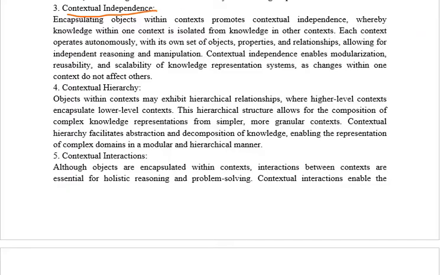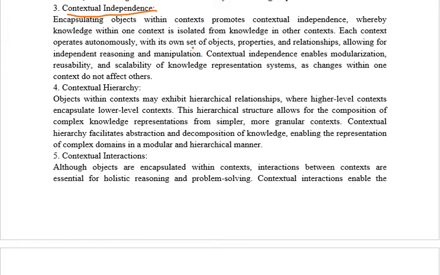Knowledge within one context is separated from the knowledge in the other context, meaning the knowledge in a particular context cannot overlap or depend on the other context. Each and every context will have its own set of objects, properties and relationships. It cannot overlap, it is independent. By using this contextual independence, what will happen to the context? Modularization, reusability. Okay, we can reuse the thing.